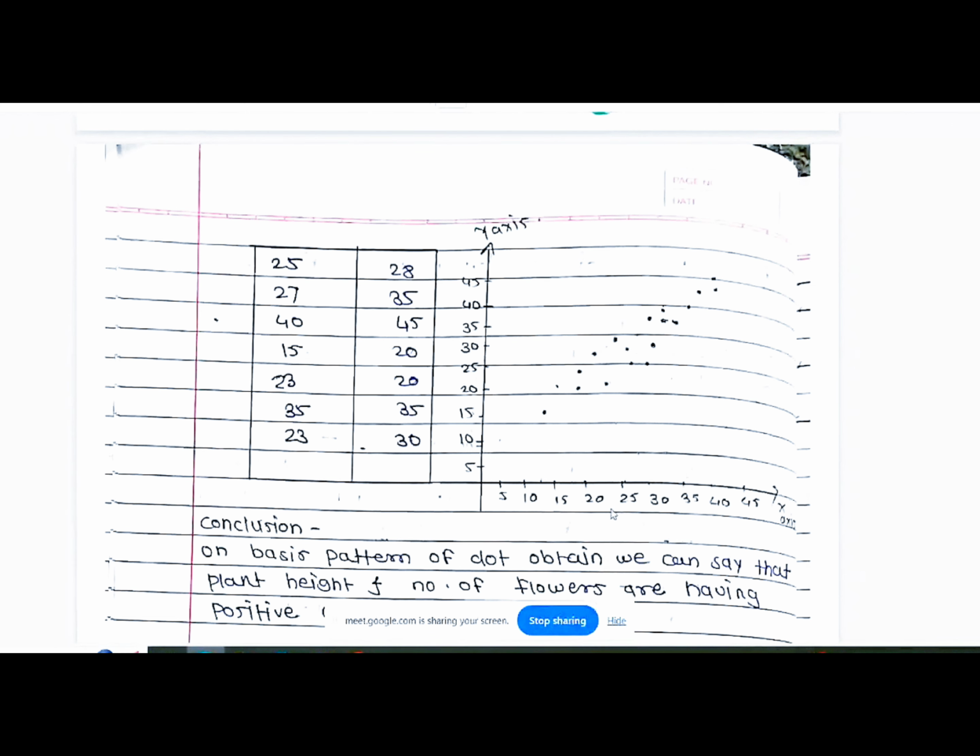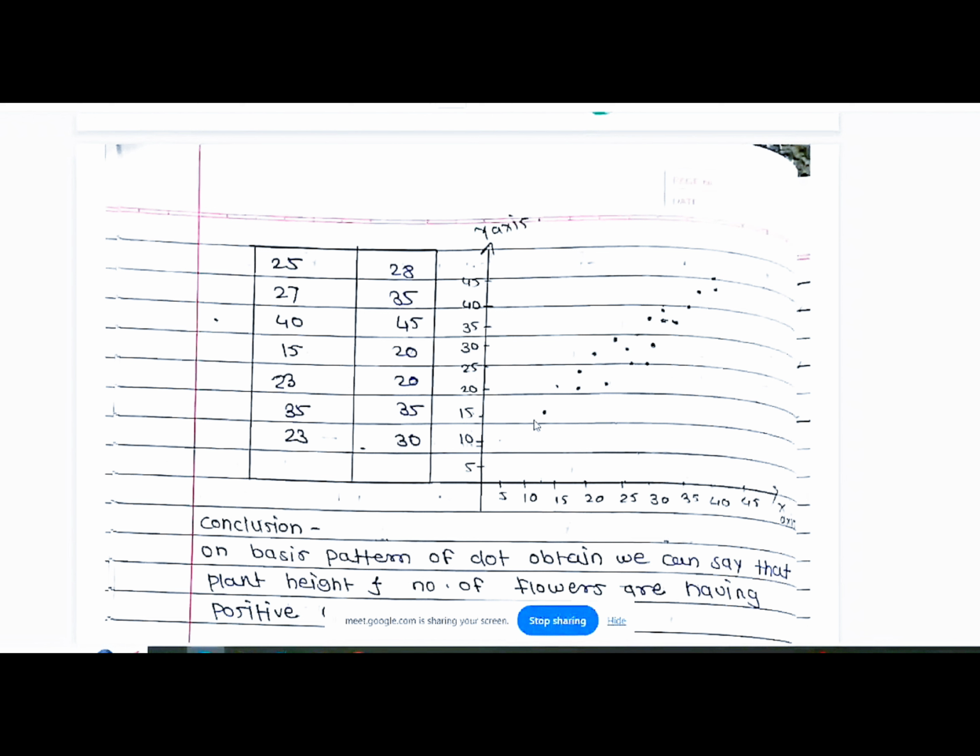And when these two lines meet, you have to give a dot. The dot will be on the point where we match 23 on the x-axis and 30 on the y-axis. The dot will represent 23 and 30. Similarly, if the observation is a plant with 25 centimeter height and 25 flowers, in that case the line will be like this, 25 from the x-axis and 25 from the y-axis. The point will be at this position, right?